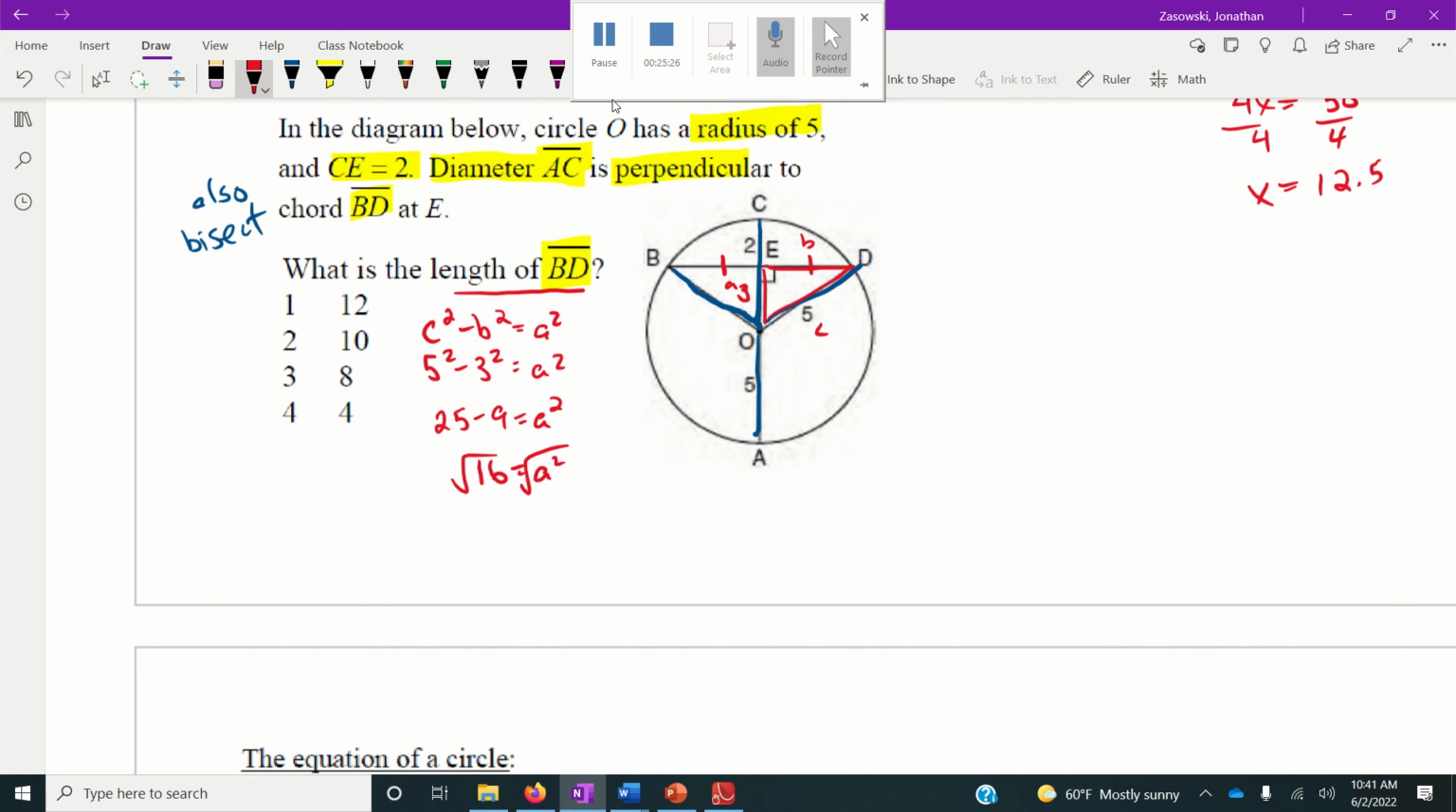Now, if you chose 4, you would be wrong. Because remember, it says to find the length of BD. And since this is cutting it in half, each of these is 4. That means the answer is going to be 8. Okay, just a little bit left here to finish up.